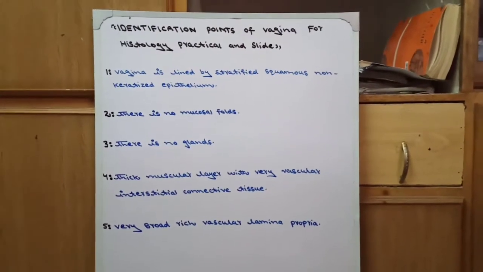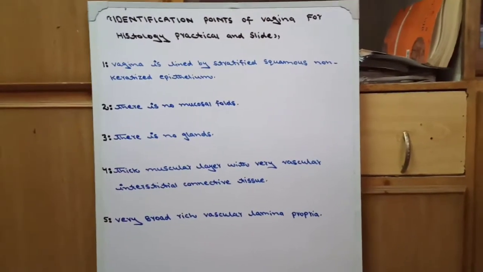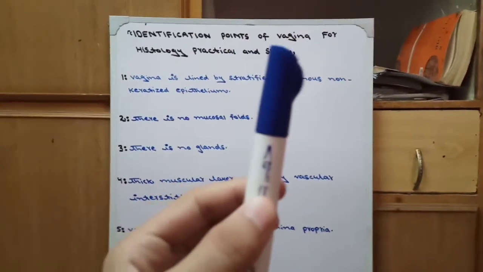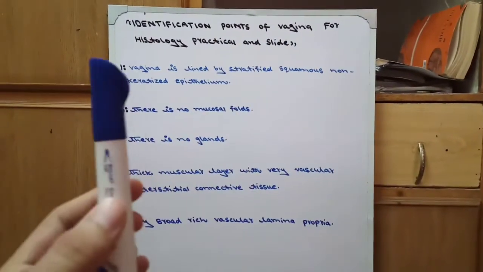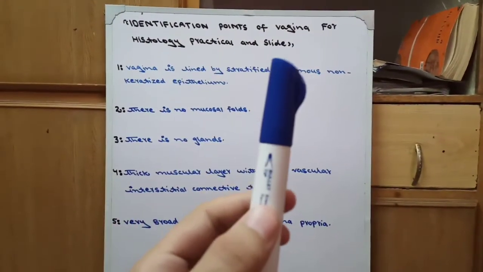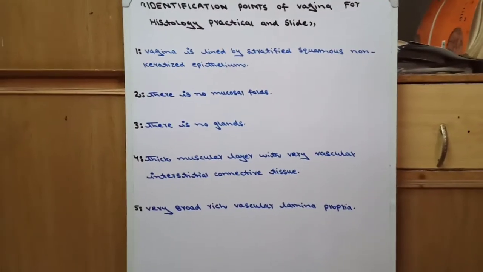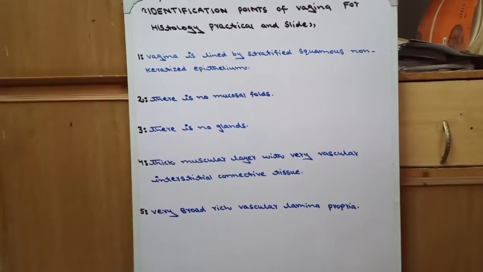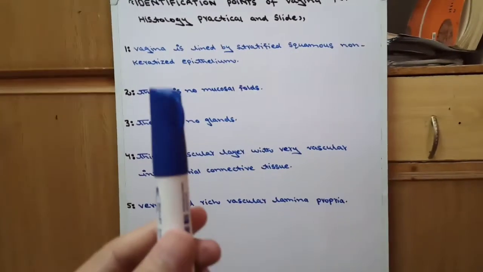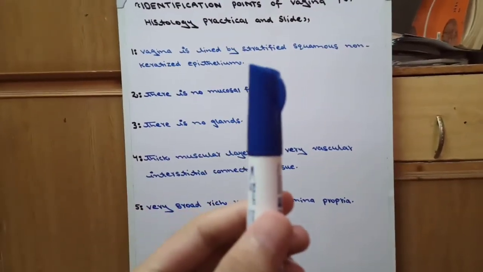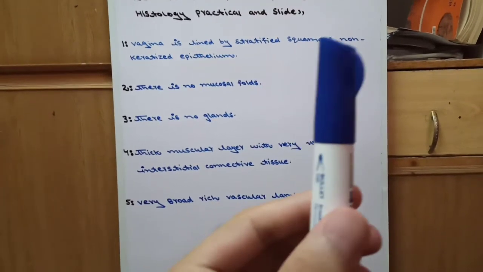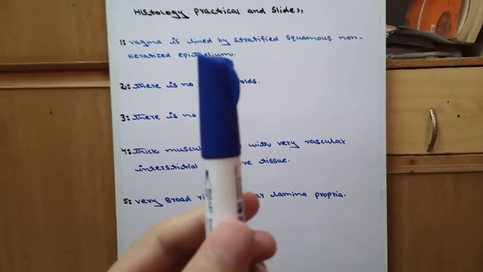Today our topic is related to histology: identification points of vagina for histology practical and slide. There are 5 identification points of vagina for histology practical and slide. Number 1, vagina is lined by stratified squamous non-keratinized epithelium.